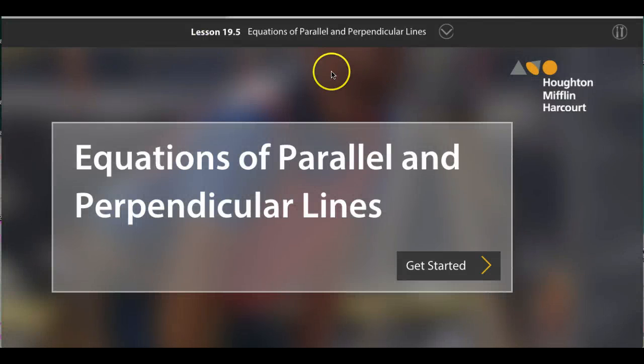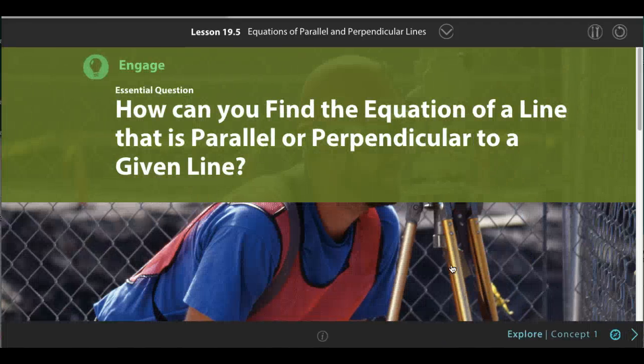Okay, so 19.5, we have to find equations of parallel and perpendicular lines. First, let's write down your essential question. How can you find the equation of a line that is parallel or perpendicular to a given line?